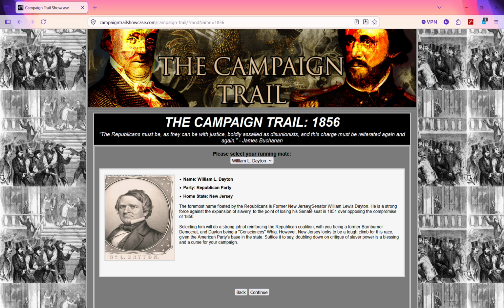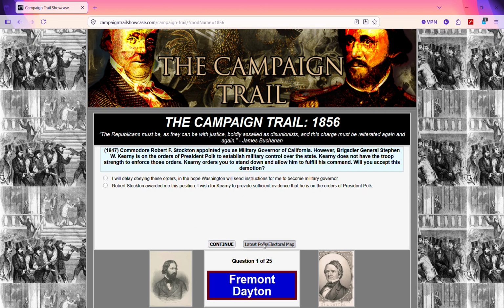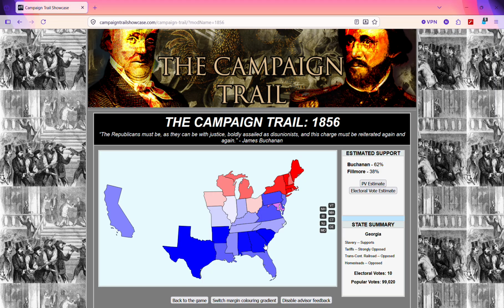He's a former New Jersey senator, strong force against the expansion of slavery, to the point of losing his Senate seat in 1851 over opposing the Compromise of 1850. So he's almost, I guess, what we would consider later a radical Republican. Being a conscious Whig, however, New Jersey looks to be a tough climb. All right, let's get started. So, Fremont, Dayton. And let's take a look at the map.